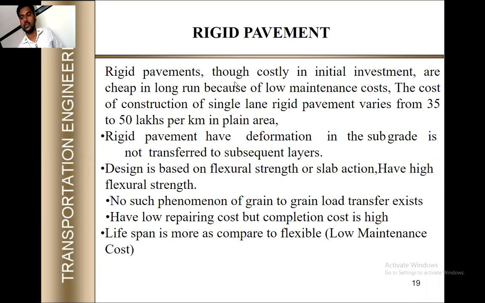Rigid pavements, though costly in the initial investment, are cheap in the long run because of the low maintenance cost. The cost of construction of the single lane rigid pavement varies from 35 to 50 lakhs per kilometer in the plain areas. We can say the rigid pavement's initial cost is very high as compared to the flexible pavement. But on the other hand, the life period is more for the rigid pavement as compared to the flexible pavement. As well as the maintenance cost of the rigid pavement is less as compared to the flexible pavement.